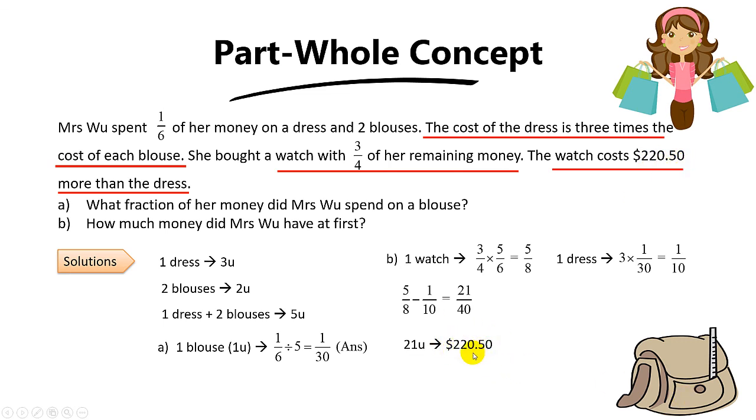To find 1 unit, you simply take 220.50 divided by 21. You should get $10.50. And since the question asks for the total money at first, you should multiply by 40, because 40 units is the original amount of money. So when you take $10.50 times 40, the answer should be $420.